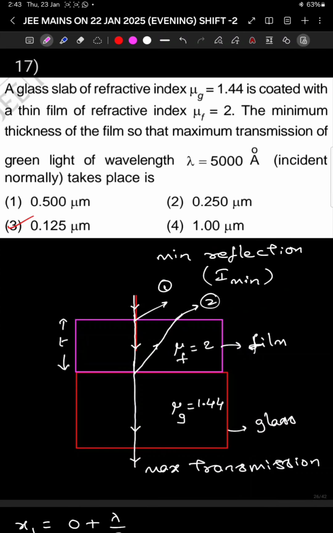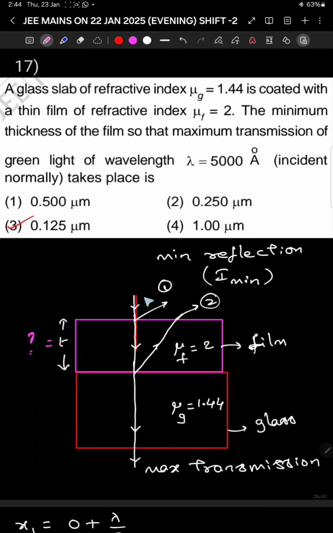It's a different question. Look at it carefully. Here we have a glass slab. Above that a film coating was there having some thickness T. That film's refractive index is 2. Glass refractive index is 1.44. A light is incident normally on the film. For normal incidence, no refraction takes place. Light will pass straight like this. To have maximum transmission, how much should the thickness of the film be? That was the question.